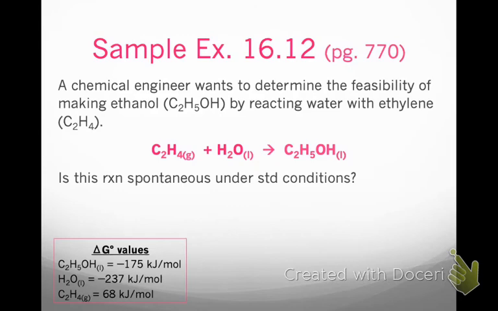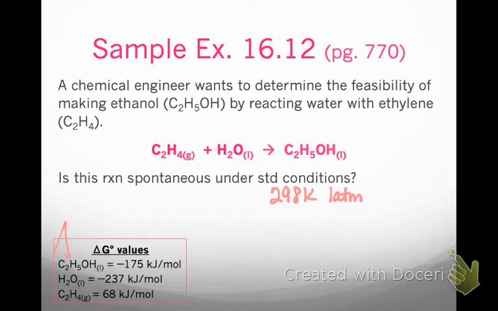And sometimes chemists want to determine if reactions are going to actually be feasible to make something. So this sample problem says a chemical engineer wants to determine the feasibility of making ethanol. So he wants to make ethanol, or she, by reacting water with ethylene, C2H4. So they want to know if this reaction is spontaneous under standard conditions. So standard conditions we know are 298 K and 1 atmosphere. So those are our standard conditions.